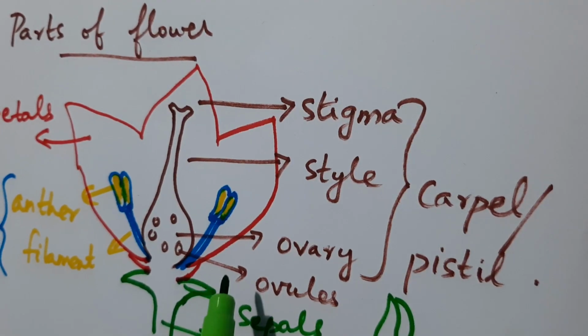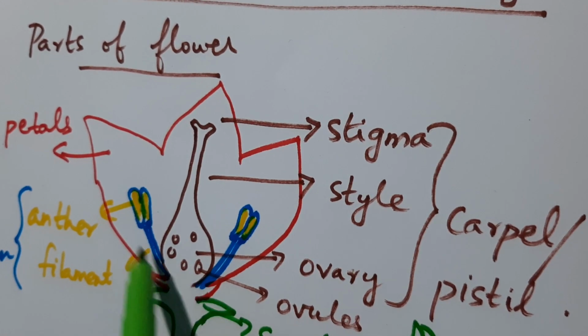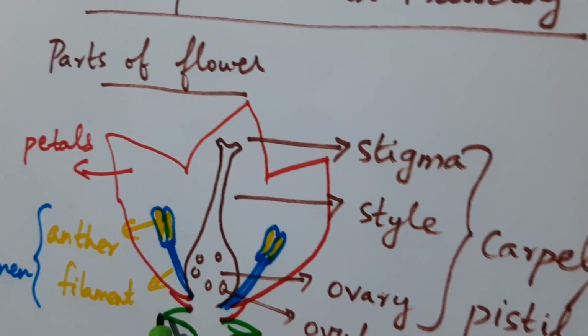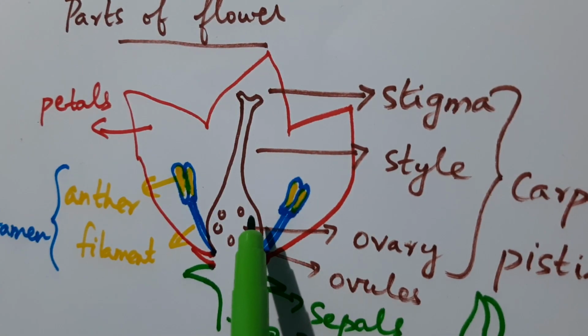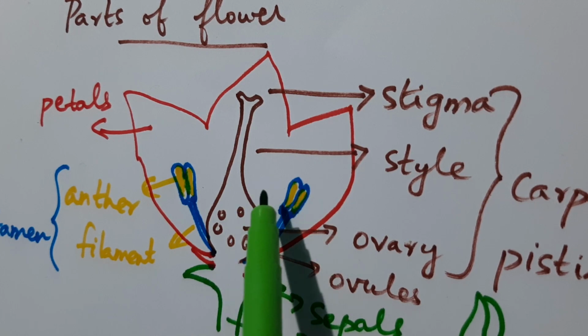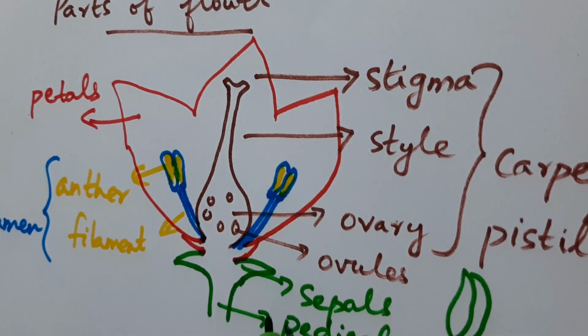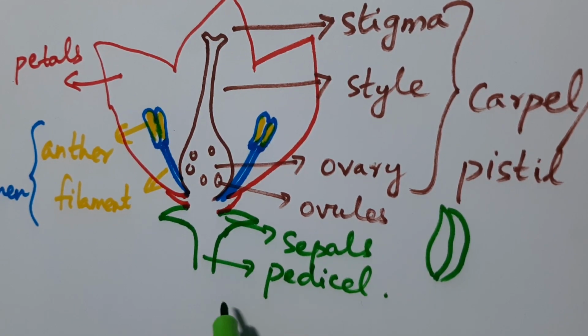The female reproductive part is called as pistil. Male reproductive parts are called as stamen. Stamen consists of anther and filament. And then the petals will be colorful if it is an insect pollinated flower, whereas in case of wind pollinated flower, the petals will not be colorful. Then the sepals as well as the pedicel.